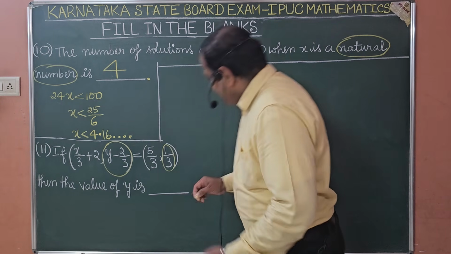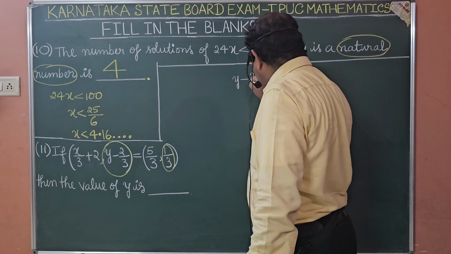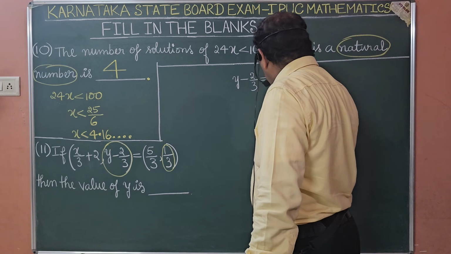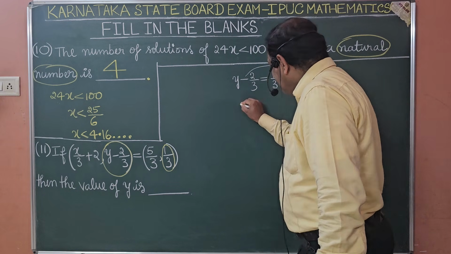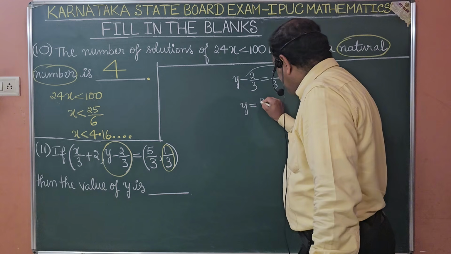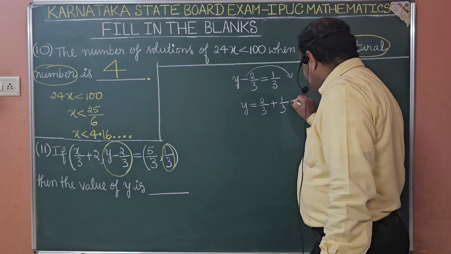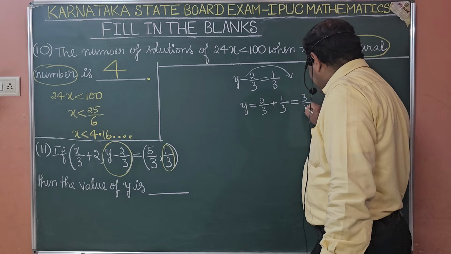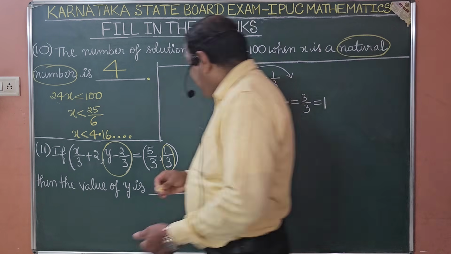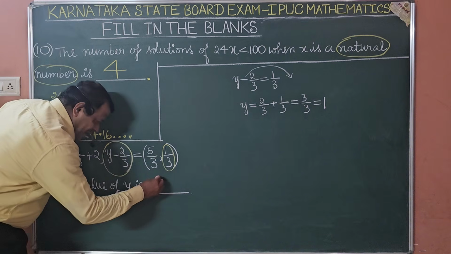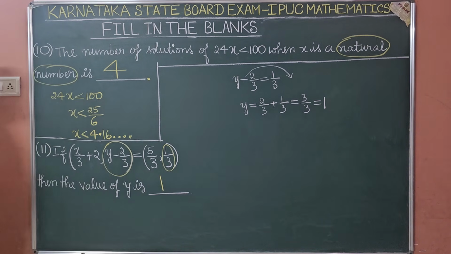Here the y coordinate is 1 by 3. So I will equate y minus 2 by 3 is equal to 1 by 3. Let us transpose minus 2 by 3 to this side. So y is equal to 2 by 3 plus 1 by 3. Therefore the answer is 3 by 3, which is equal to 1. Therefore in this fill in the blank I will write the value of y is 1. Kindly go through the solution.